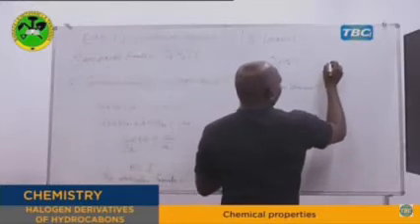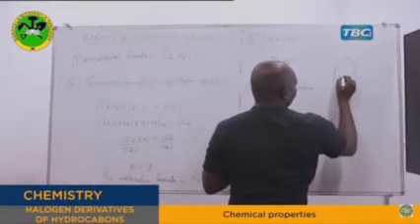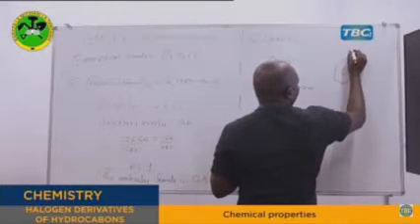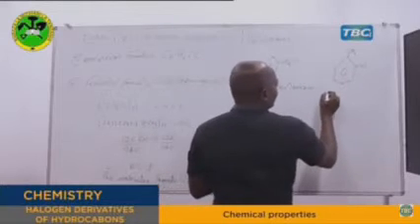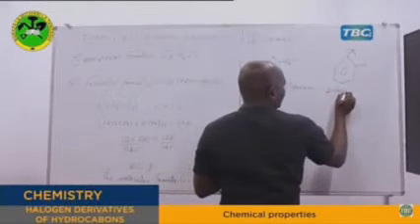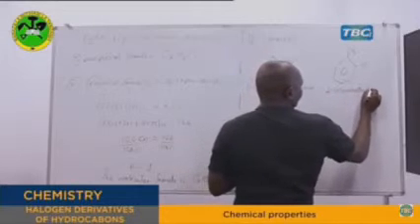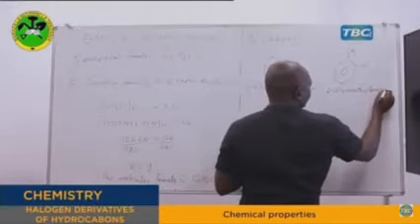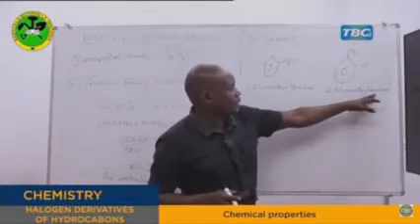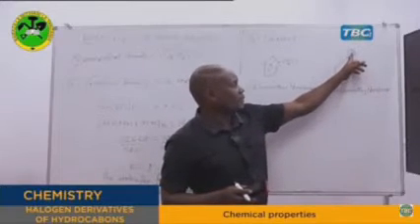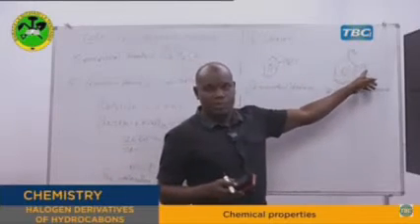Now the second isomer can be this one, which is known as 2-chloromethyl benzene. So this is 2-chloromethyl benzene, but there are 7 carbon atoms, 7 hydrogen atoms, and 1 chlorine atom.